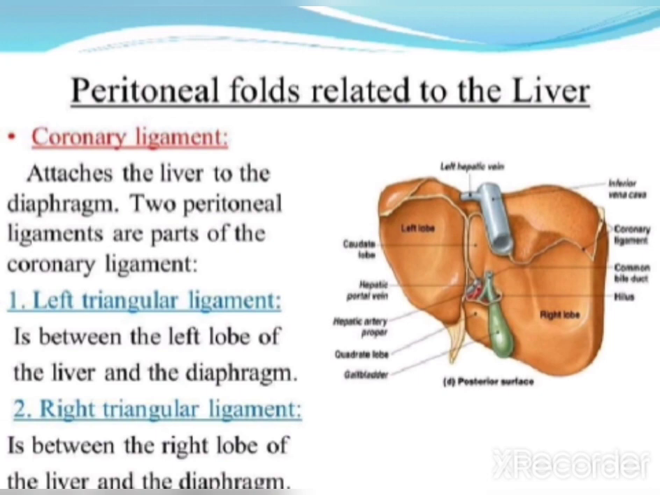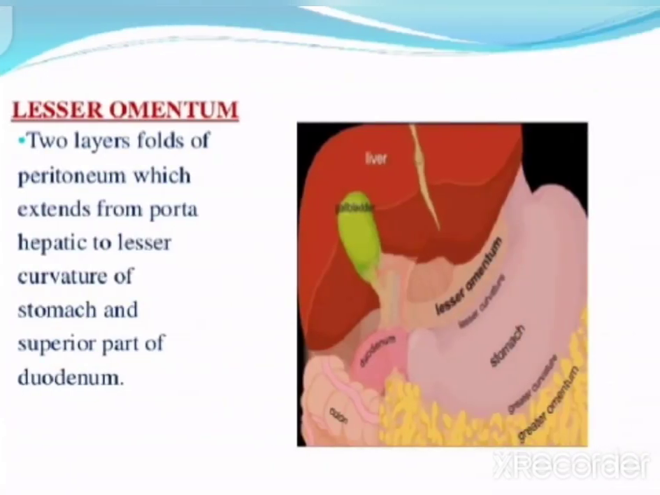The left triangular ligament is present between the left lobe of the liver and the diaphragm. The right triangular ligament is between the right lobe of the liver and the diaphragm. So these are the peritoneal folds related to the liver.